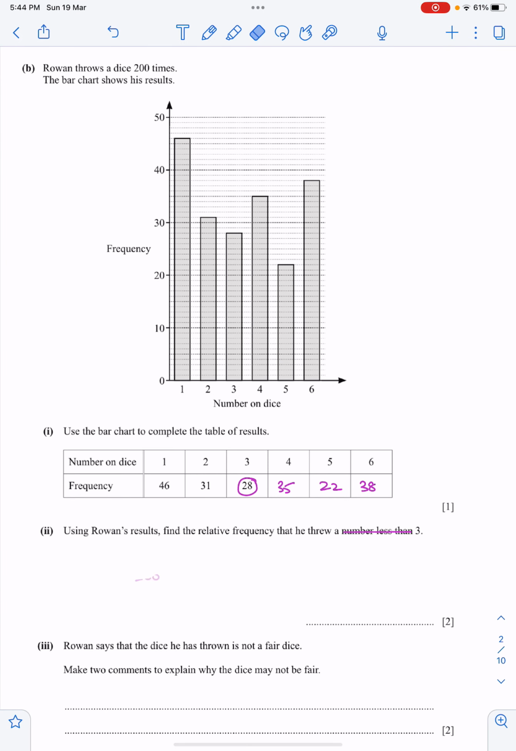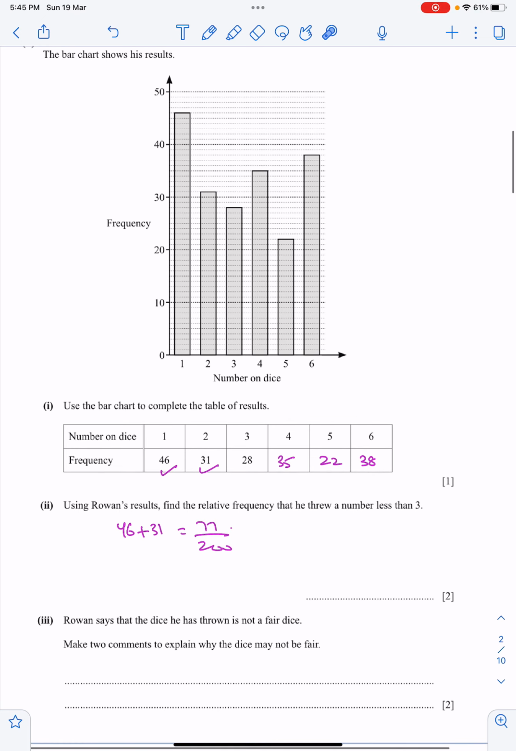But in this particular part, since they have said less than 3, less than 3 is this and this. That means the total of these two, 46 plus 31, which is 77, divided by the total. You can't simplify it further, so you just give this as the answer. How often is a number less than 3 coming out of the total number of throws, which is 200. So less than 3 is 46 plus 31, the total frequency of these two divided by the sum of all the frequencies.